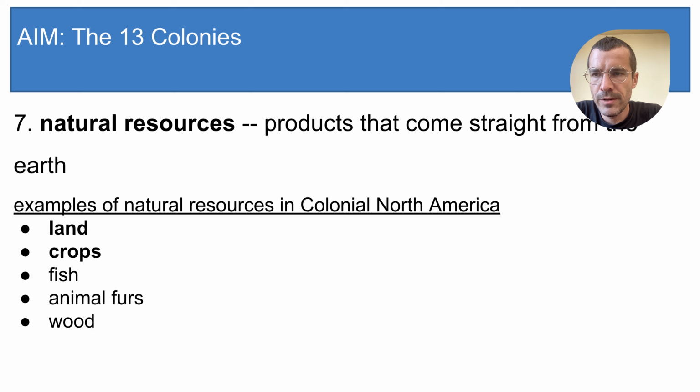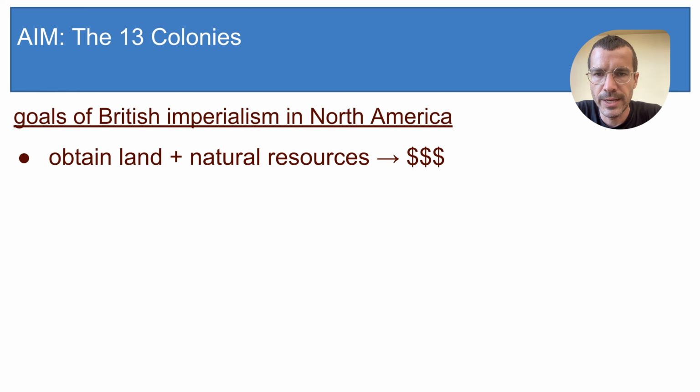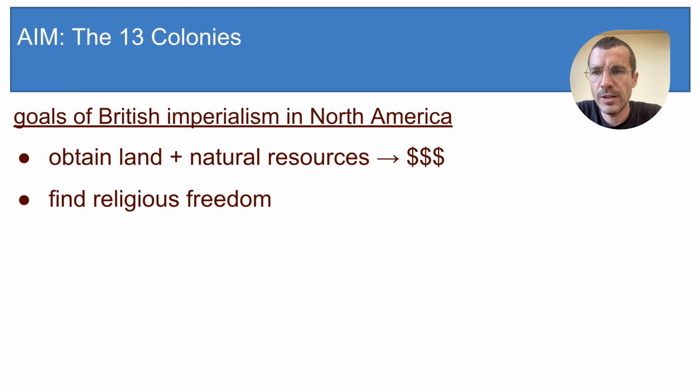So for Europeans, the number one goal of imperialism in the New World was to increase their wealth and status by acquiring land and other resources. However, there was a small number of colonists who left England and went to the 13 colonies seeking not so much money, but religious freedom. These colonists were a minority, but they're important because they had a significant influence on a few of the 13 colonies, especially one called Massachusetts.